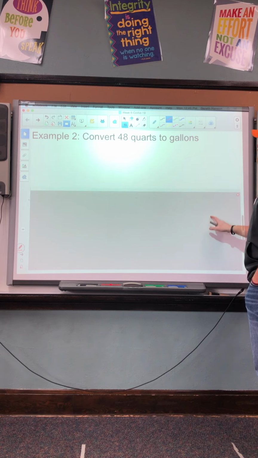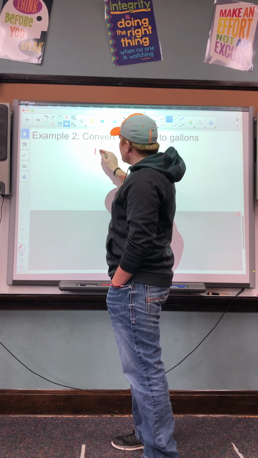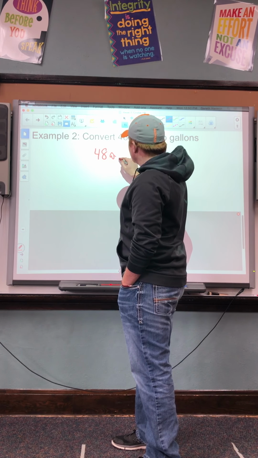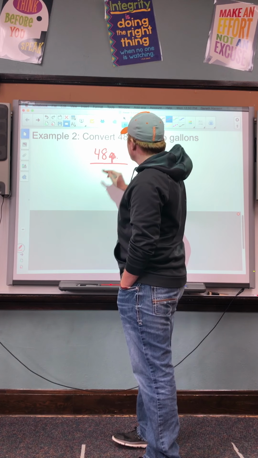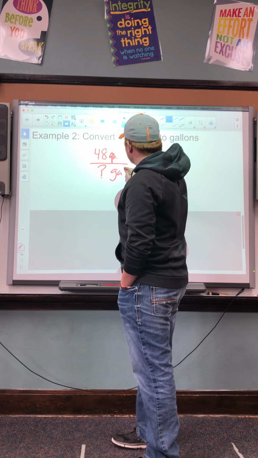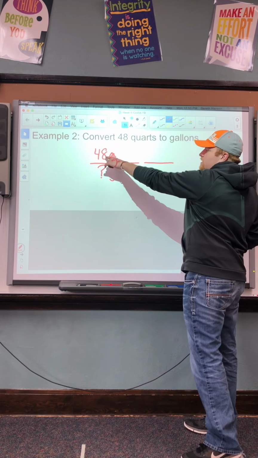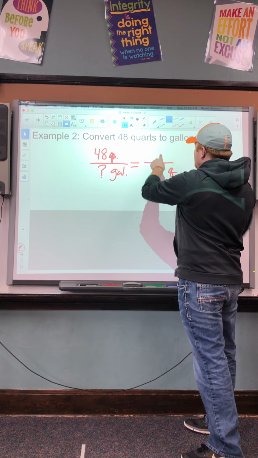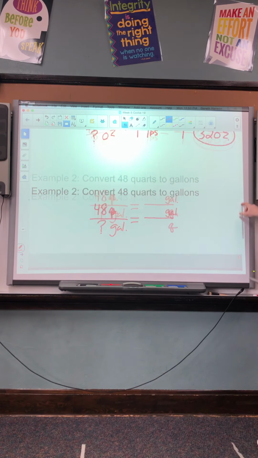All right, convert 48 quarts to gallons, okay? So we have 48 quarts, and we want to change it to gallons. Well, we don't know how many gallons. Okay, so now equals, and we know quarts is on top here, quarts on bottom here. Gallons on bottom, gallons on top. Okay, so now let's go back up to our table.